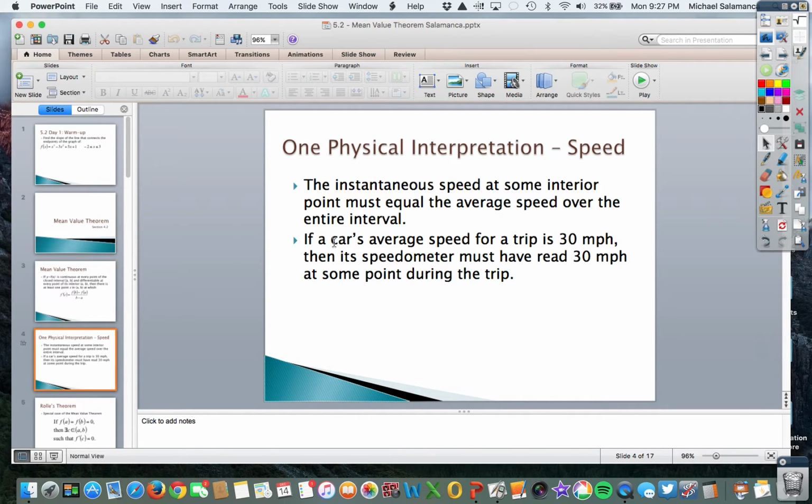Here's another thing. It says if a car's average speed for a trip is 30 miles per hour, so if we were driving for multiple hours and that average speed is 30 miles per hour, then that means that the speedometer must have read 30 miles per hour at some point during the trip. So if we average 30, at some point that instantaneous speed must have been 30.